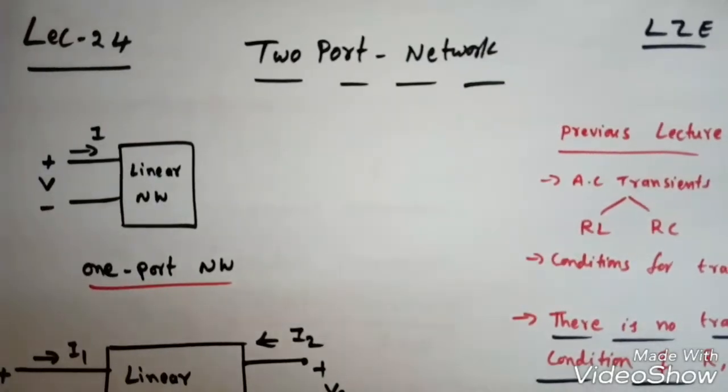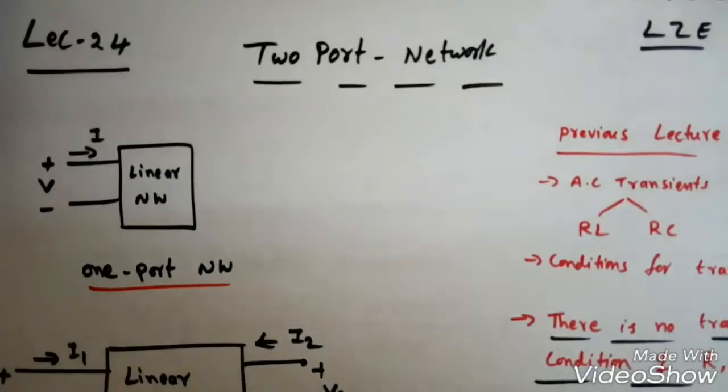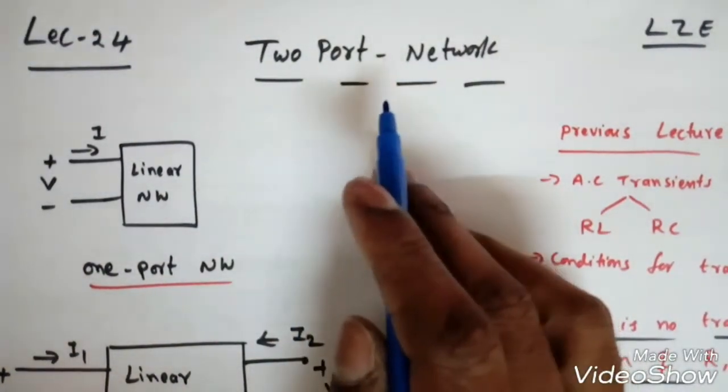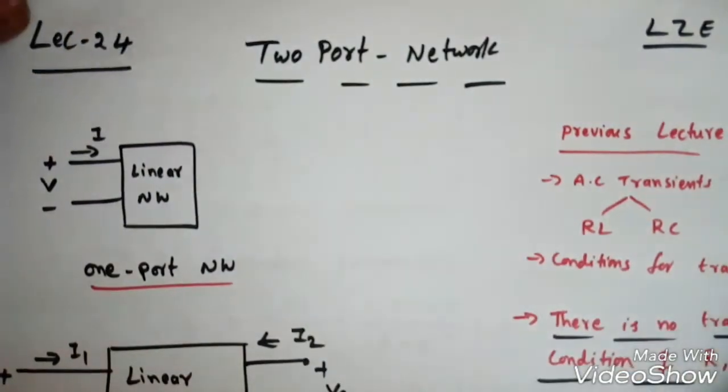This is lecture 24 in network theory. In this lecture we are going to discuss two-port networks, or two-port parameters.